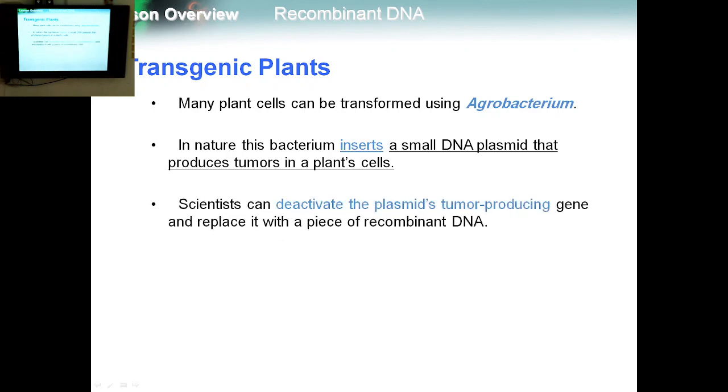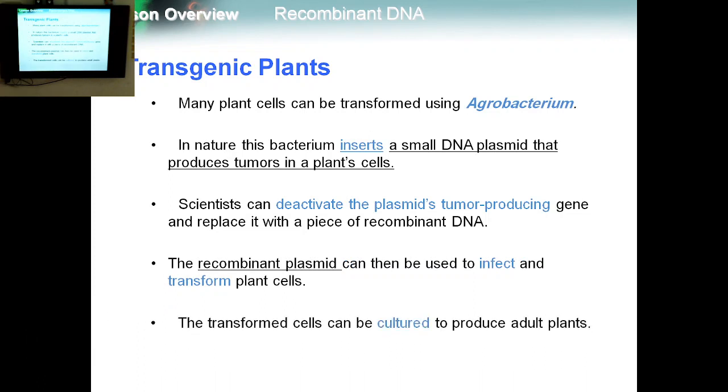So scientists can deactivate the plasmid tumor-producing gene and replace it with a piece of recombinant DNA. Sometimes this piece of recombinant DNA will be to increase the size of the plant, or to change the plant type, or even to add a specific characteristic to that plant. The recombinant plasmid can then be used to infect and transform plant cells, and the transformed cells can be cultured to produce adult plants.